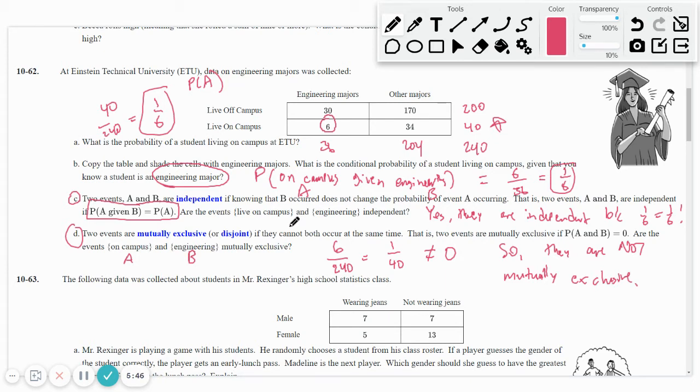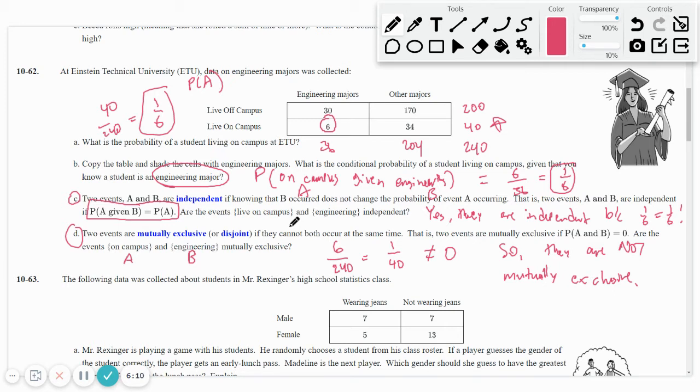So that means they both can occur at the same time. You can live on campus and be an engineer. That's basically what it's saying. Rather than, if they were mutually exclusive, then they would not be able to occur at the same time. That means engineering majors are not allowed to live on campus, which is absurd from a college perspective. So that's what it is.